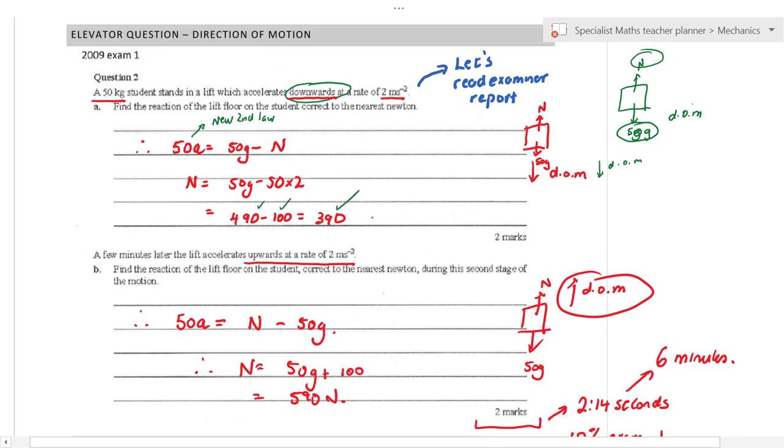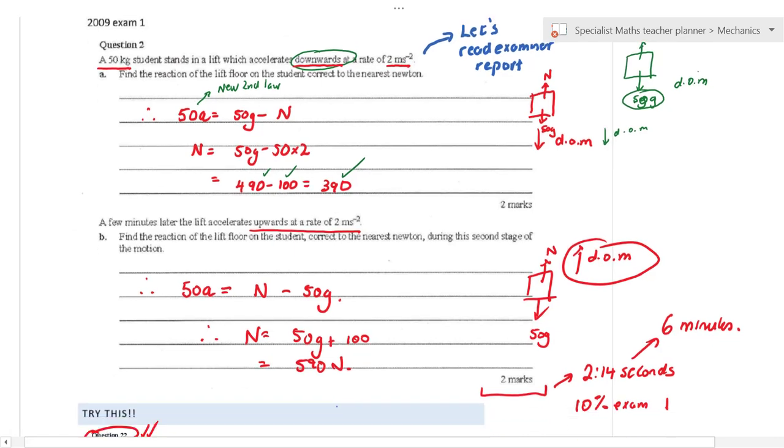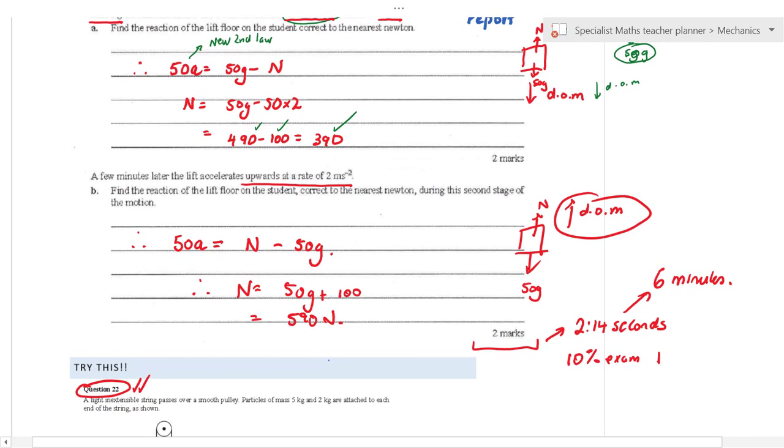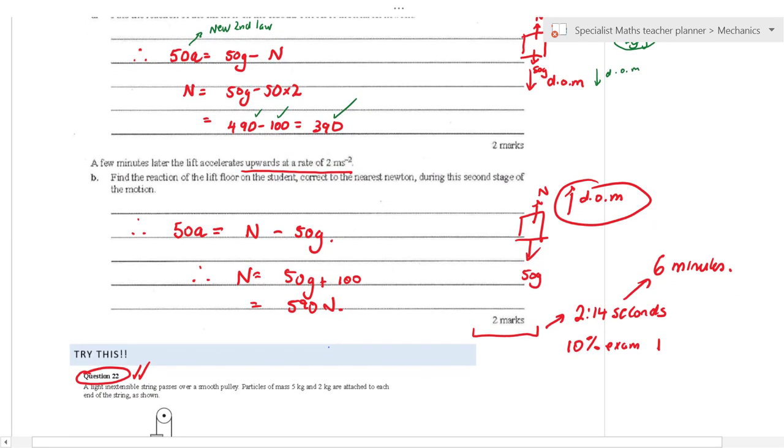There you go, Woolly Wooshka. There's your answer. Okay, in the other way, and this is what happens when you're in an elevator.